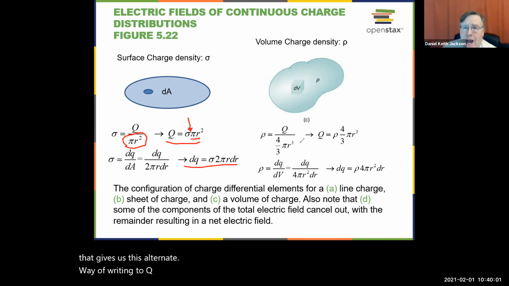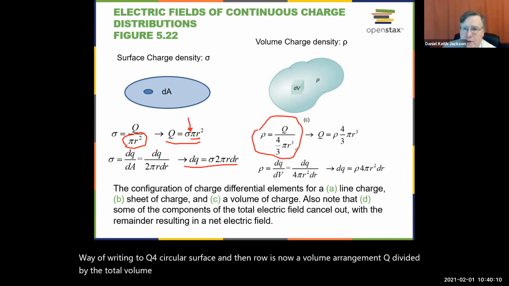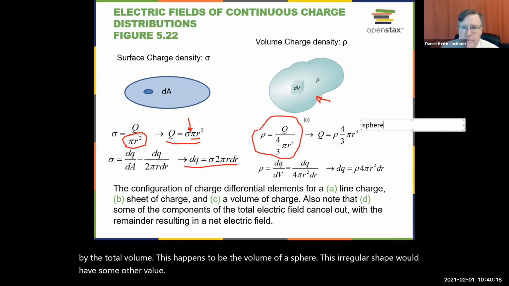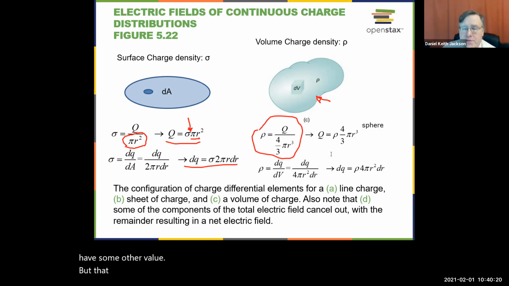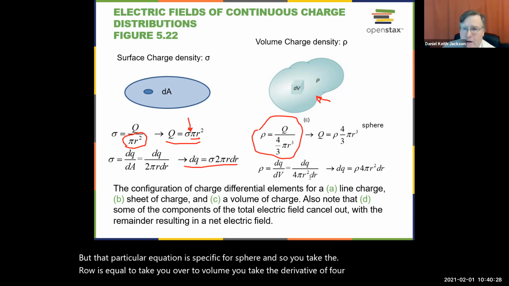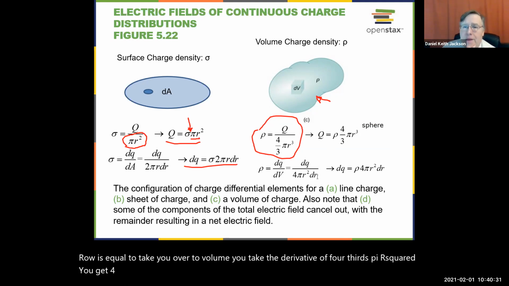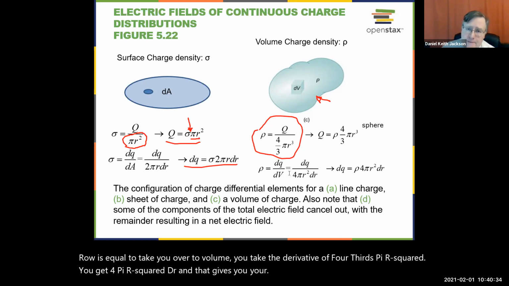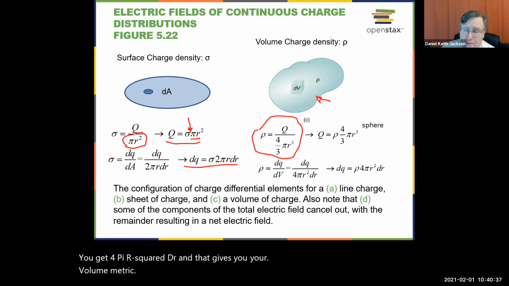And then rho is now a volume arrangement, q divided by the total volume. This happens to be the volume of a sphere. This irregular shape would have some other value, but that particular equation is specific for a sphere. And so you take rho equal to dq over the volume. You take the derivative of 4/3 pi r cubed, you get 4 pi r squared dr, and that gives you your volumetric differential for volume. Okay.